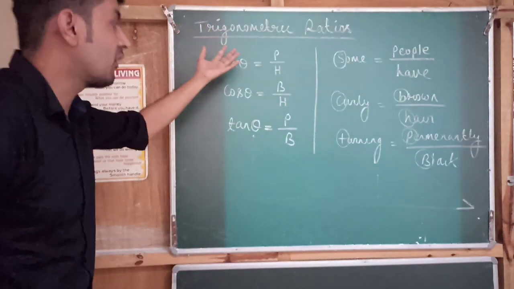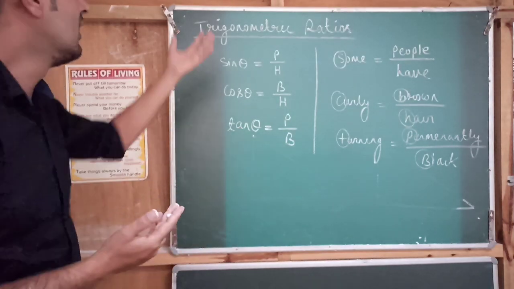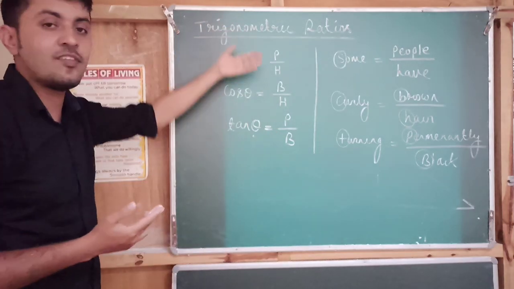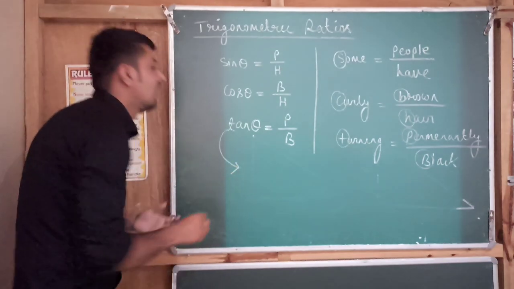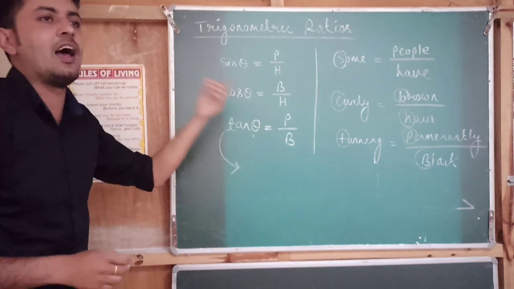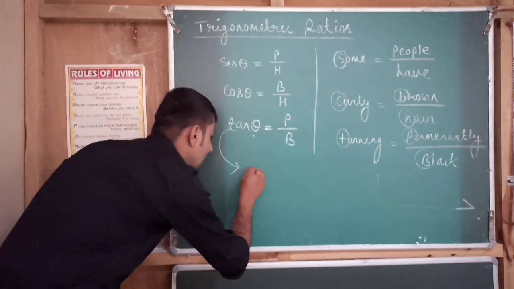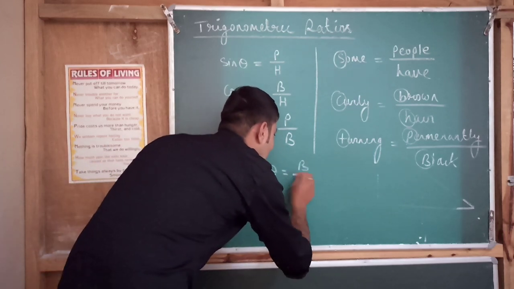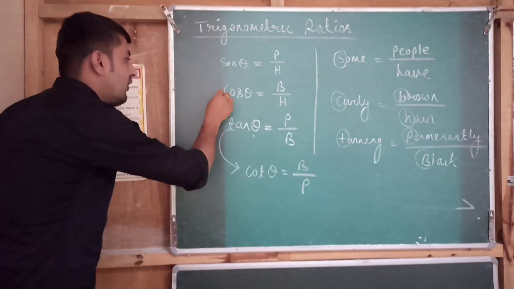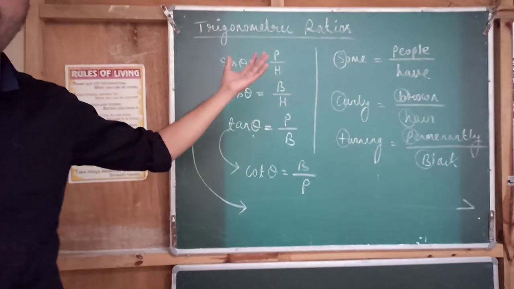After you have remembered the first three trigonometric ratios, the next three can be derived from them. Now from here, if I take the reciprocal of tan theta, I'll get the next trigonometric ratio, that is your cot theta. So your cot theta will be how much? Cot theta will be B by P. Now if you take the reciprocal of cos theta, you will get your sec theta.